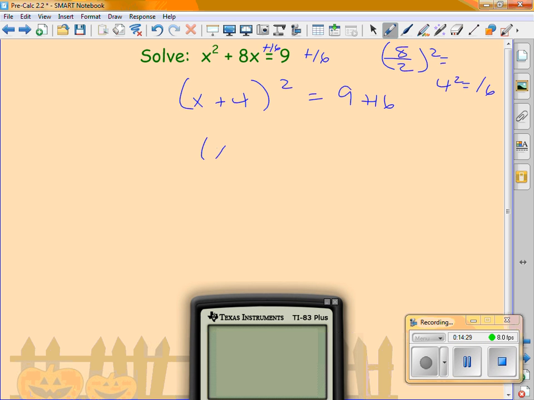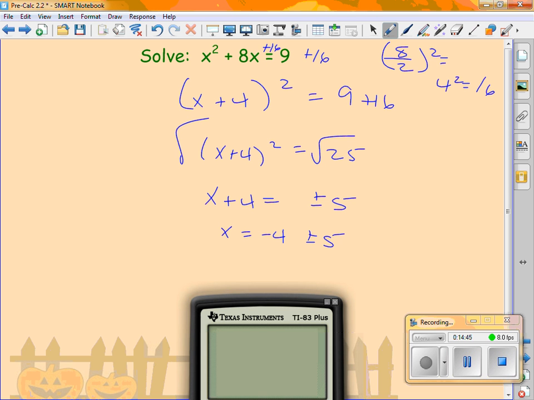9 plus 16 is 25. Take the square root. What's the square root of 25? So x + 4 equals plus or minus 5. Subtract over 4. Negative 4 plus or minus 5 gets me 1 or negative 9. Same answers. It's just figuring out which one's the most efficient. Any questions?